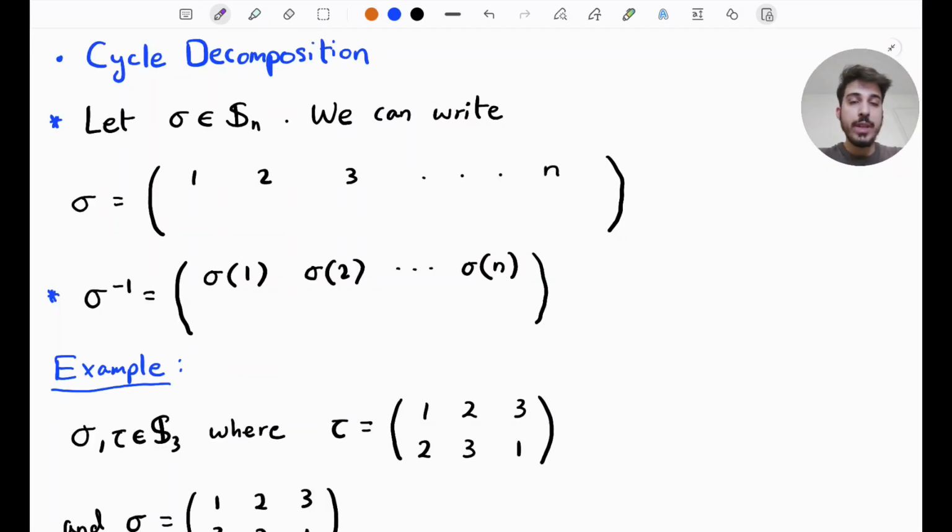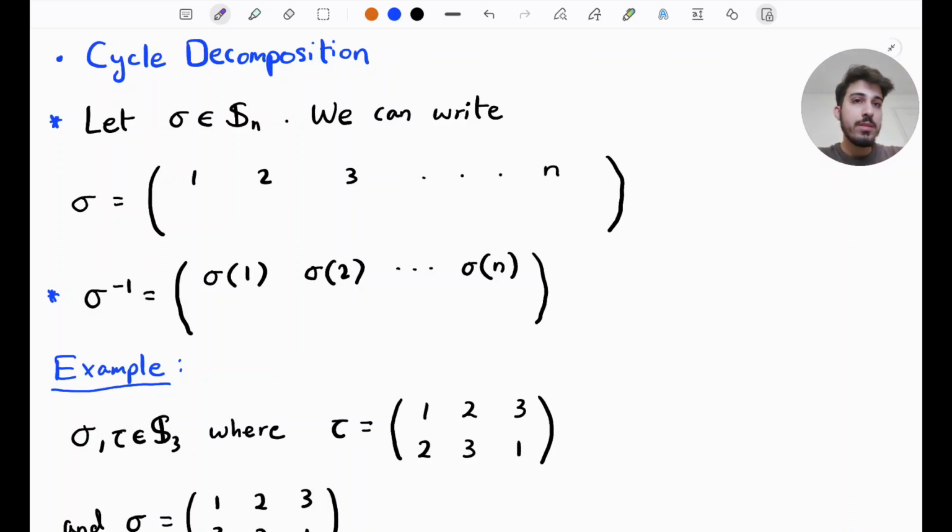Now that we have proved that the set of permutations of the elements 1 to n is in fact a group, let us use that in an example in our newer section, cycle decomposition. Before we get to cycle decomposition, we will go through an example where we will have a couple of permutations. We will define them explicitly, and then we will see what happens when we compose 2 permutations and what happens when we take the inverse of a permutation.